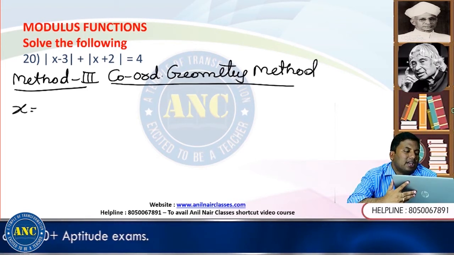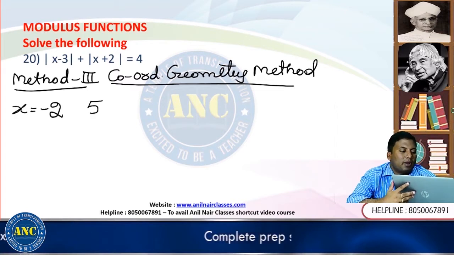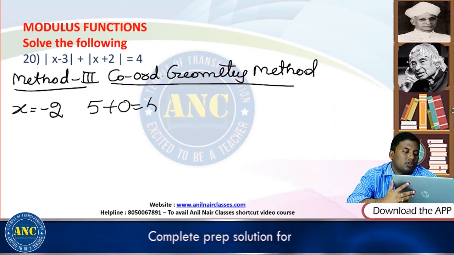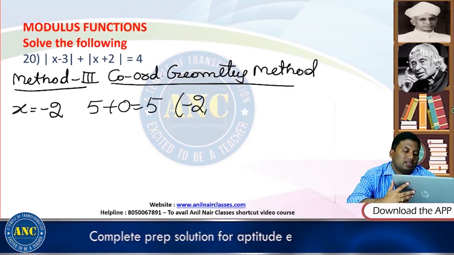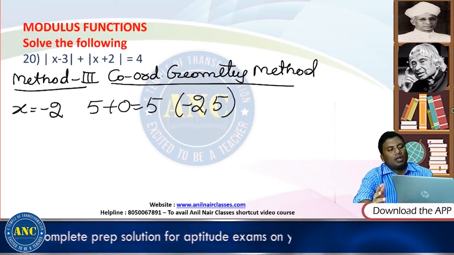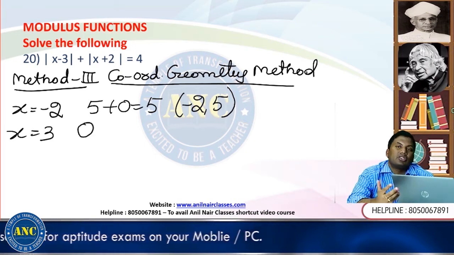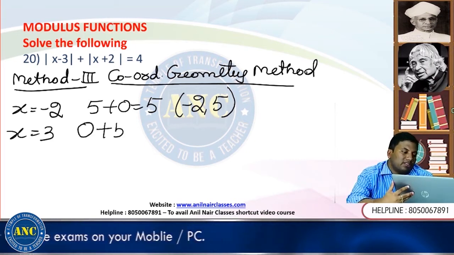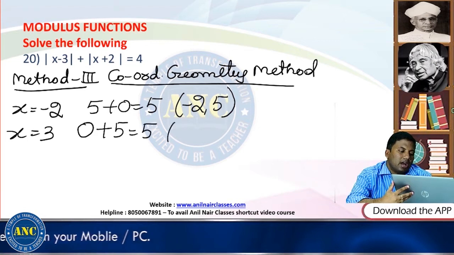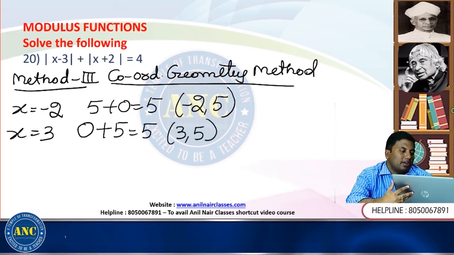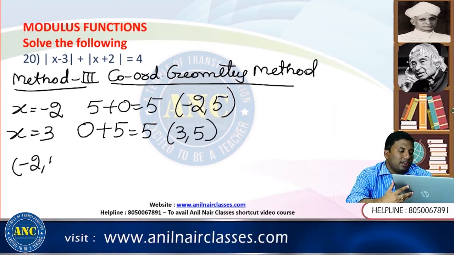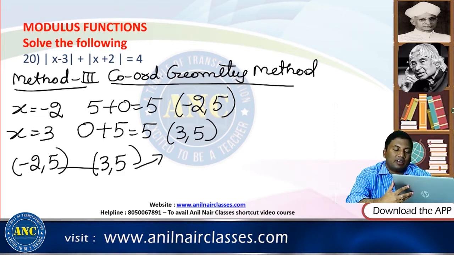If I take x as -2, -2 minus 3 is -5, which is 5. -2 plus 2 is 0. So it is 5. First point is (-2, 5). If I take x value 3, 3 minus 3 is 0, 3 plus 2 is 5. So this is 5. Another point is (3, 5). (-2, 5) is one critical point. (3, 5) is another critical point. I will see the behavior after 3.